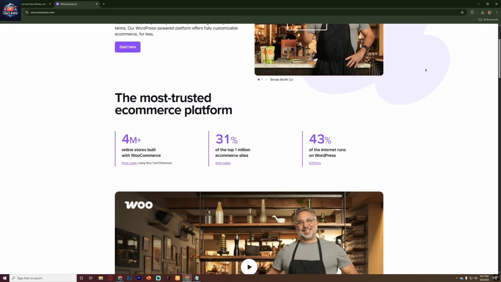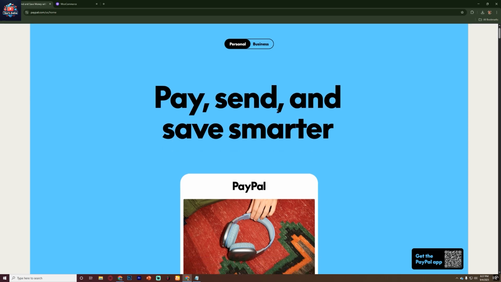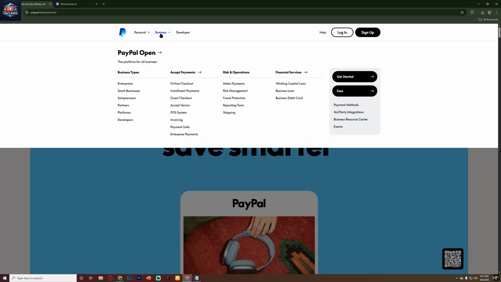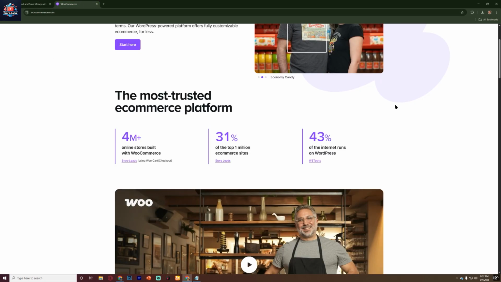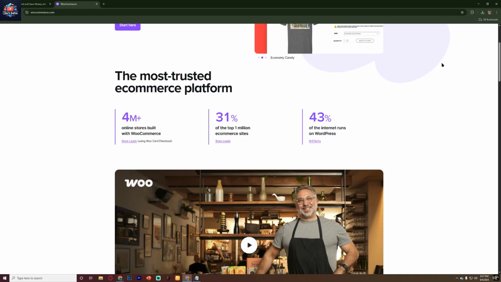account has verification problems. First, make sure you have a PayPal business account because WooCommerce requires it for processing payments. If you're using a personal account, upgrade it before reconnecting.